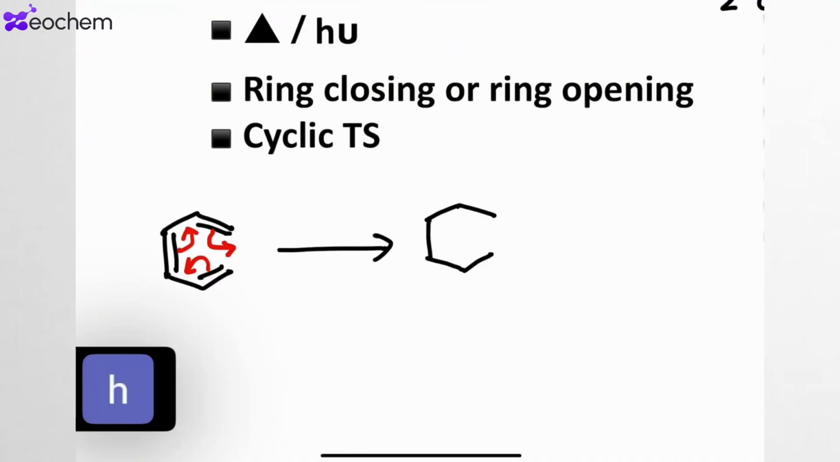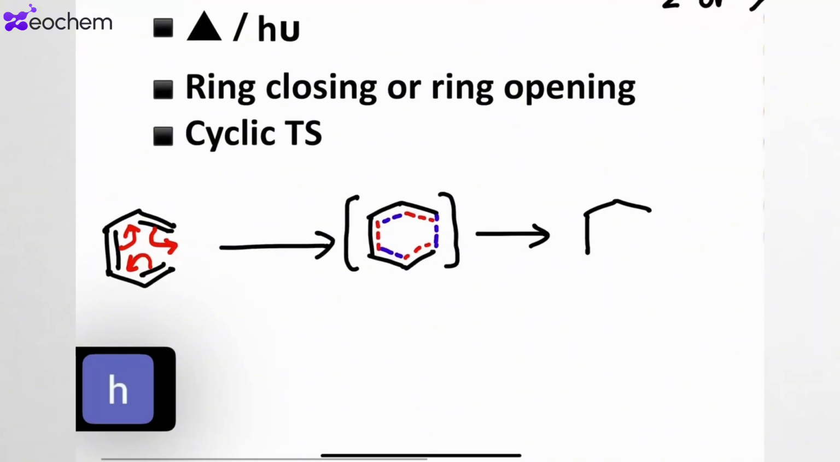Now we'll draw the bonds which are being broken. This bond is being broken, this bond is being broken, this bond is also being broken. Now we'll draw the bonds which are being formed. So this is forming, this is forming, this is also forming. So this is the transition state. Now we'll write the product. Again, we'll draw the bonds which are not being changed. Now here a bond is formed, here also a bond is formed, here also a bond is formed. So this is the reactant, this is the transition state, and this is the product.